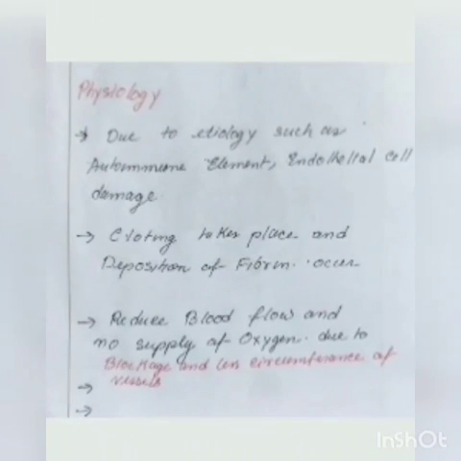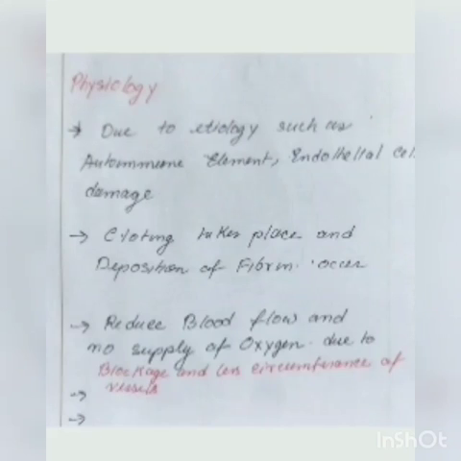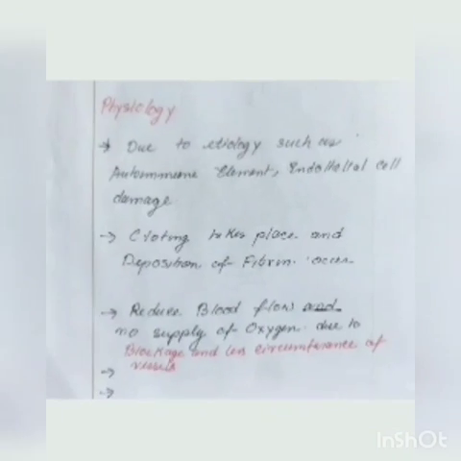Physiology. Due to etiological factors such as autoimmune elements, the endothelium cells are damaged and clotting takes place and deposition of fibrin occurs, and because of this the flow of the blood is reduced, and because of that there is no or less supply of oxygen, and because of blockage or reduced circumference of the blood vessels.